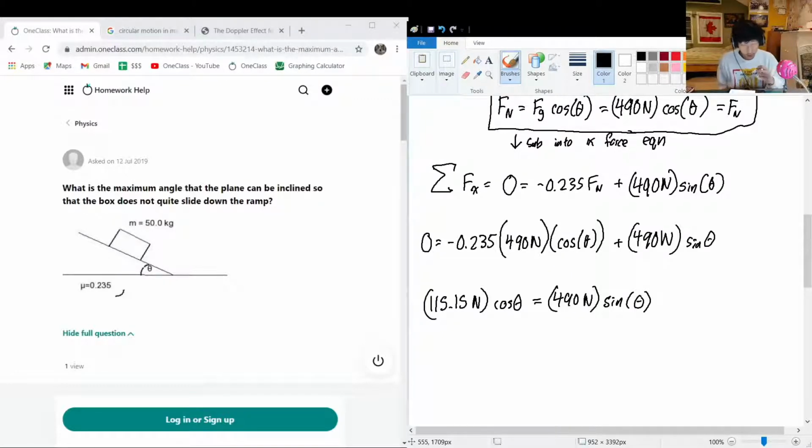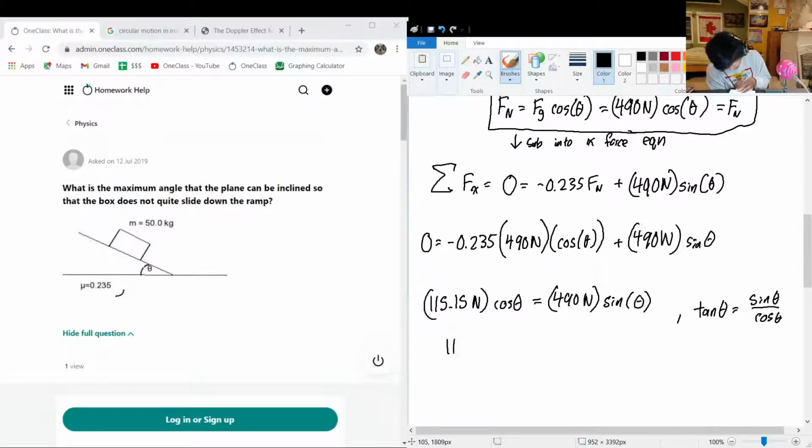Okay, so keep in mind that if we divide both sides by cos theta, or what I'm trying to say here is that we know that tan theta is equal to sine theta over cos theta. So if we can get a cos theta in here, then tan theta is equal to a number, and then we just do inverse tan, we can solve for theta. And that's my plan of attack here. So we're going to divide both sides by 490 and divide both sides by cos theta.